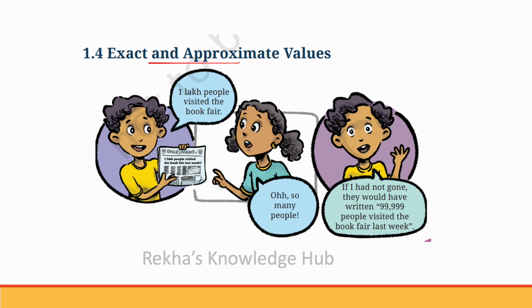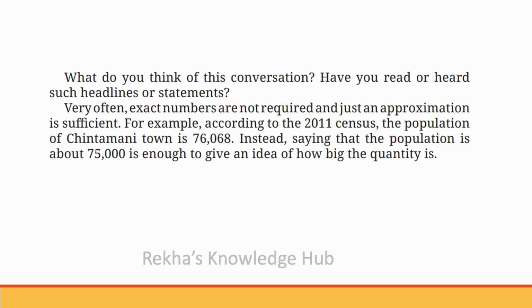Exact and approximate values. 1 lakh people visited the book fair. Oh, so many people. If I had not gone, they would have returned. 99,999 people visited the book fair last week. If he had not gone, the total number would have been exactly 1 less than 1 lakh, that is 99,999. What do you think of this conversation? Have you read or heard such headlines or statements?